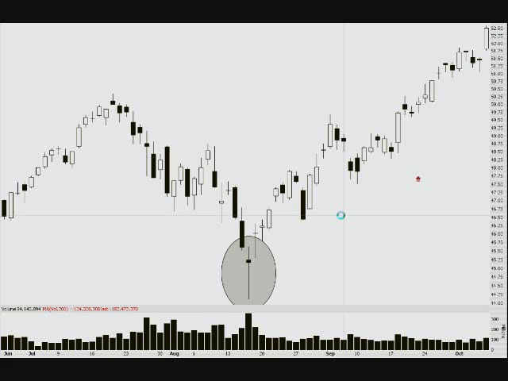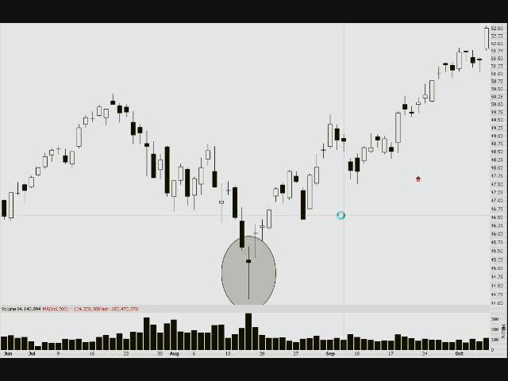Reversals as in getting out of a play, or reversals as in getting into a play on a swing trade. Reversals mean they're reversing trend. They're going from down to up or from up to down. There are some single candles that do this. The most powerful signals are generally 2 or 3 candle formations.